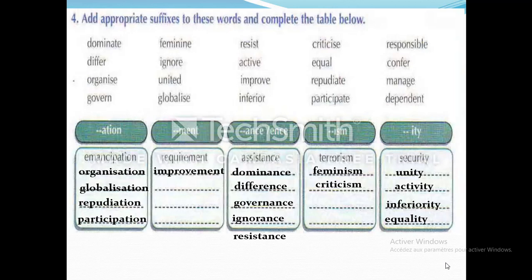Then we have responsible, responsibility. So we have here the suffix -ity. Sometimes to this word we can also add a prefix. We can say irresponsibility. It means what? It's the antonym of the word responsibility.